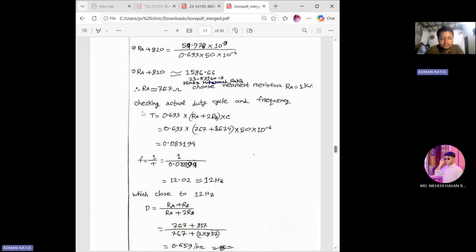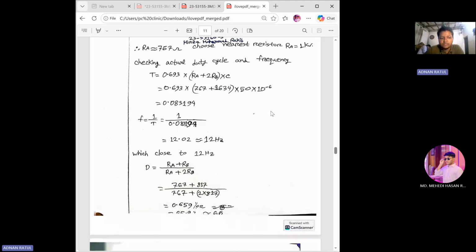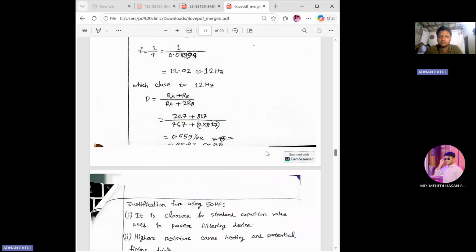Checking the actual duty cycle frequency, T is equal to 0.693 into RA plus 2 RB into C. Then T is equals to 0.083194. Then we need to calculate the frequency. Frequency is equals to 1 divided by T. Then the frequency is 12 hertz.